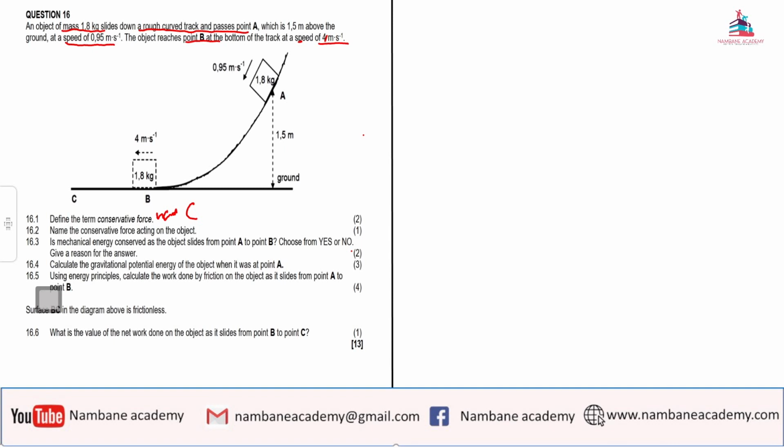At 16.2, name the conservative force acting on an object. The conservative force acting on an object is the gravitational force.